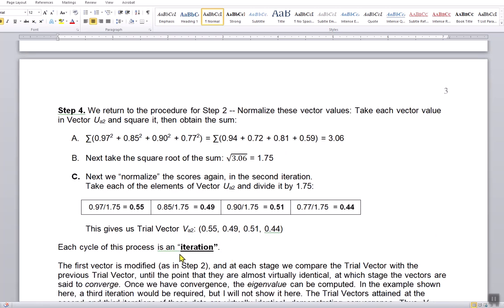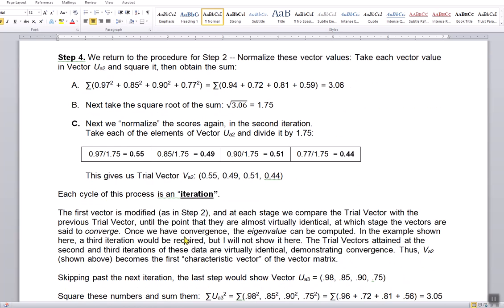And as I mentioned before, each pass at this process, or each cycle, is called an iteration. In SPSS, you'll see in the output, when you do a factor analysis, it will tell you how many iterations were done by SPSS until it reached its conclusion. And the conclusion happens when there's very little difference, or virtually no difference, between this trial vector and the next one. And when that happens, it's called convergence. That is to say that any further iterations are not going to change the numbers very much at all. That's when you have convergence.